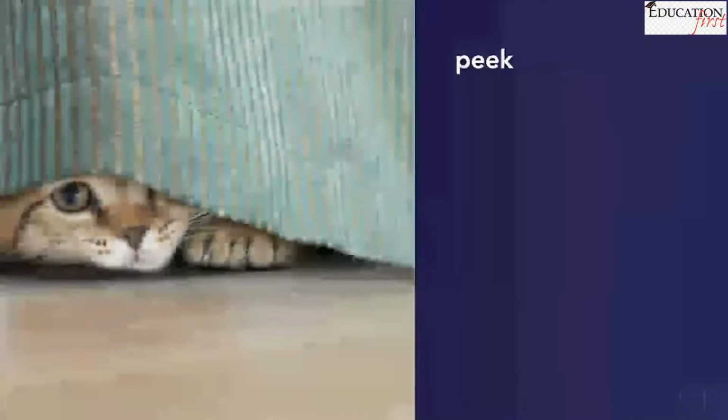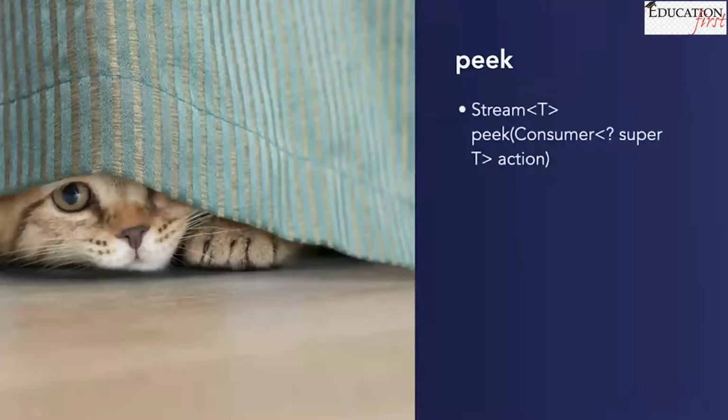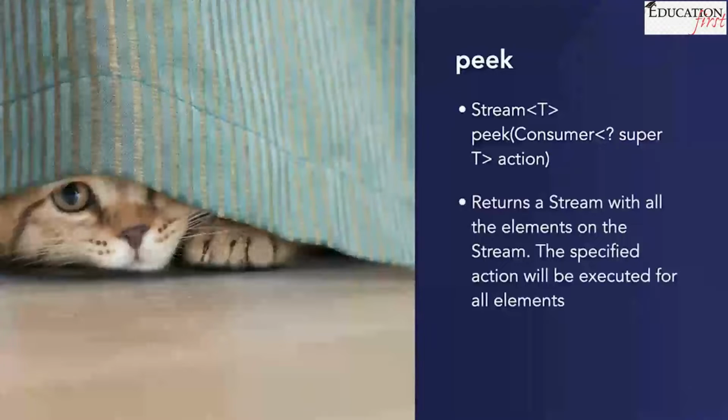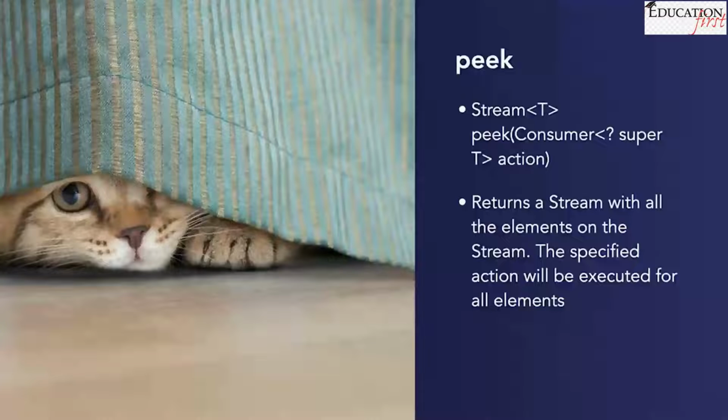Next up is the method peek. Peek is actually used to do something in the middle, and usually this is nothing but a quick print statement to see what's going on. That's why it's called peek. So it's going to return a stream with all the elements on the stream, and the specified action will be executed for all elements. Technically, we could change elements in here, but this is a very bad practice. So let's see if we can use this for what it's meant to do.